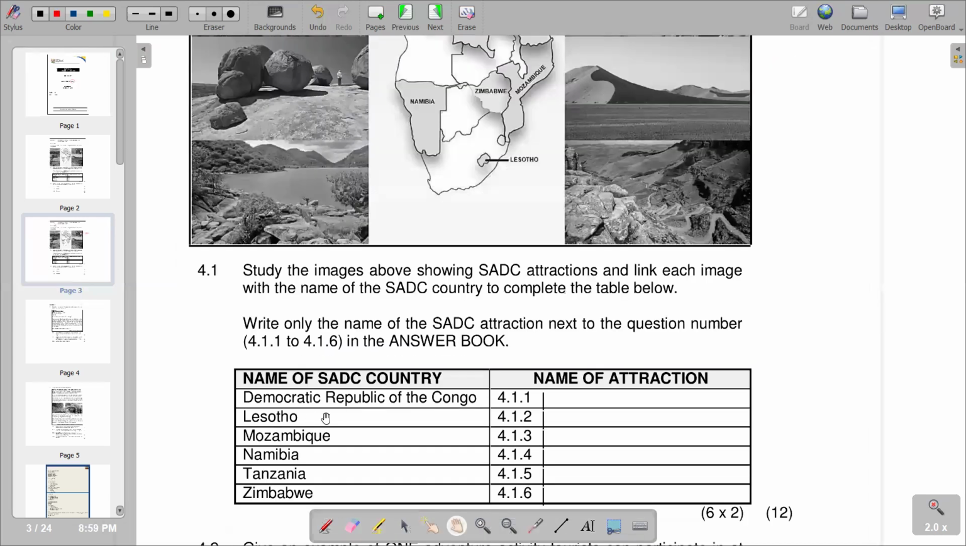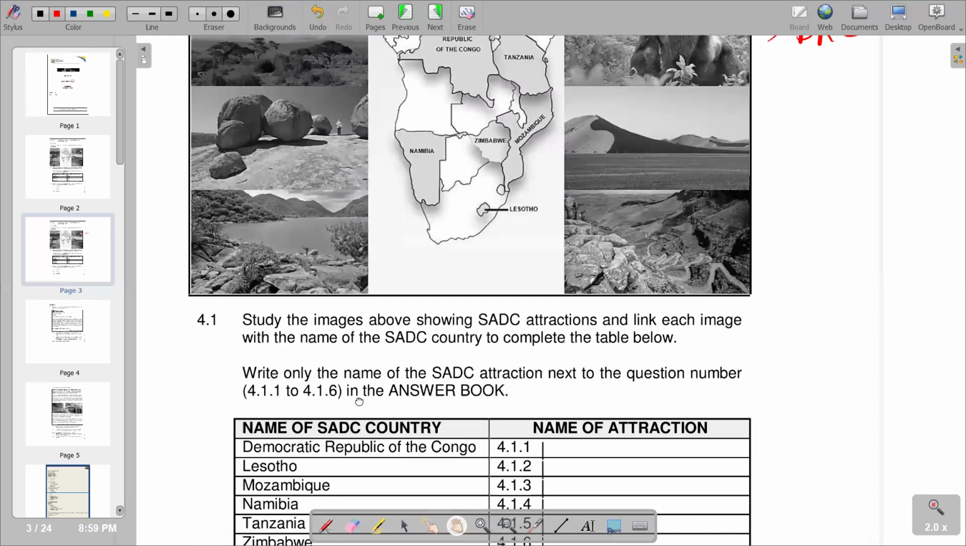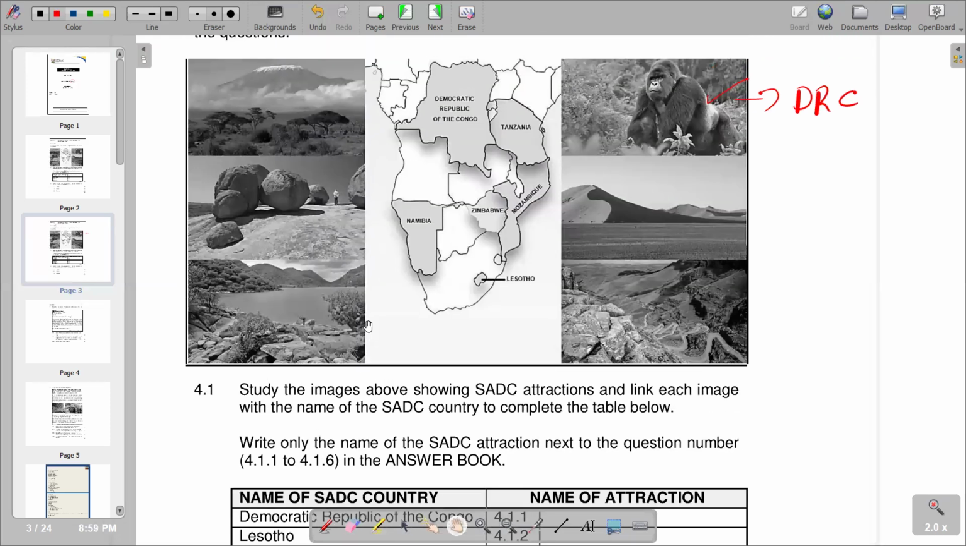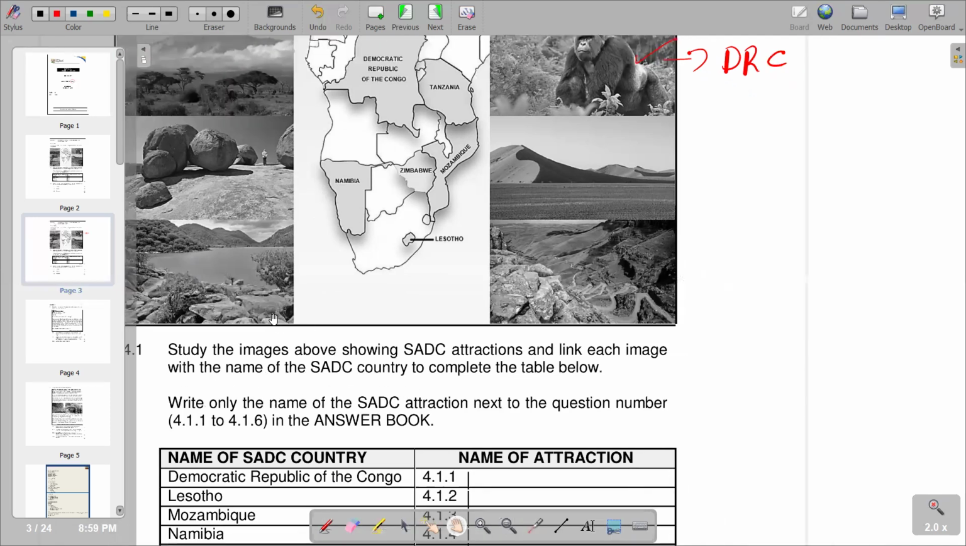Then we go to the second part, which is Lesotho. We try to see which tourist attraction we have in Lesotho, and then we relate it to the pictures that we have here. In Lesotho, we've got a pass, the Sani Pass. Obviously, we can relate this to the picture that we have here. So we are saying it's representing the one for Lesotho.